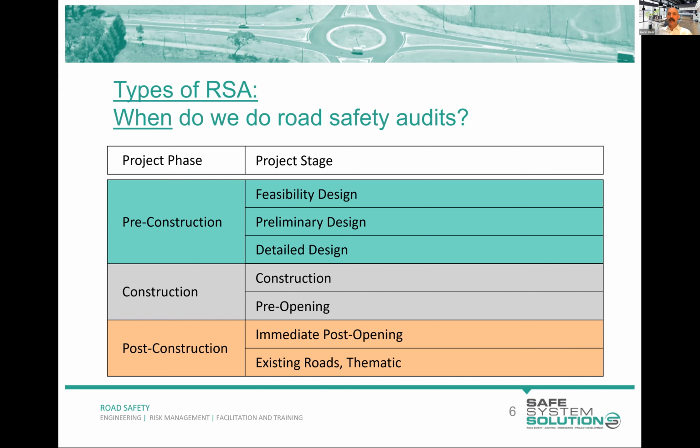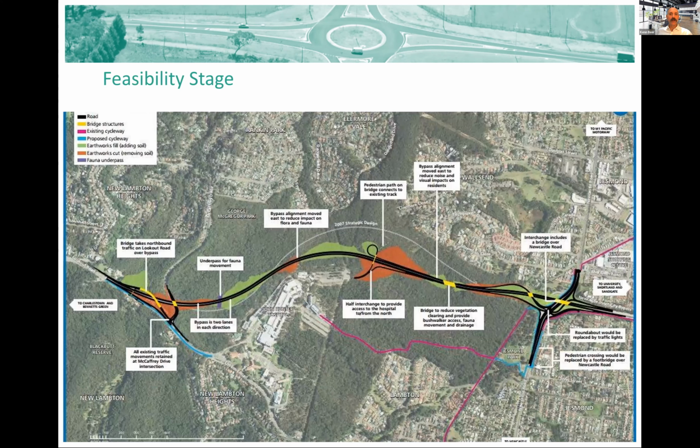So I'll just jump onto these and show you a little bit about each of those, not in detail. The feasibility stage road safety audits are the big picture planning style road safety audits. You don't often get a lot of information. You might get forms of intersection and alignment and these sorts of things, but you're not getting much detail. So here's a very big project, a bypass, and you might be asked to do an audit at this stage.